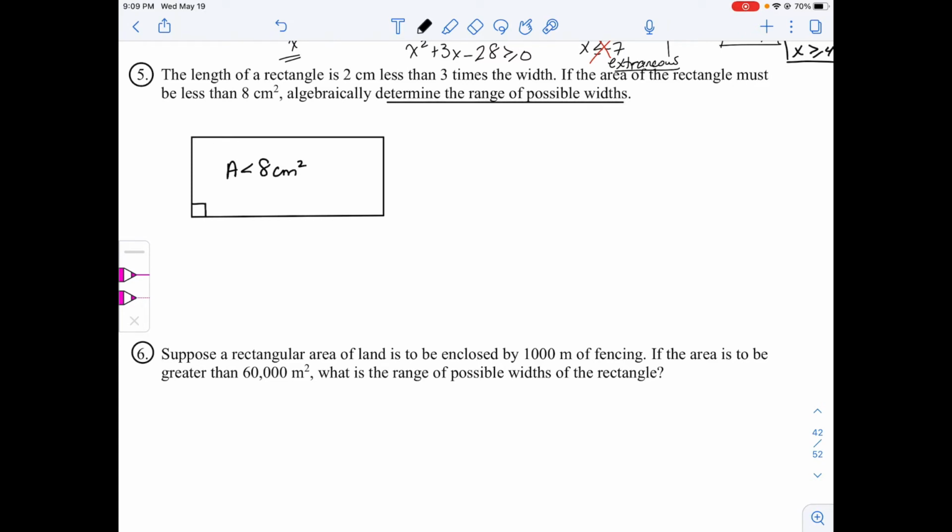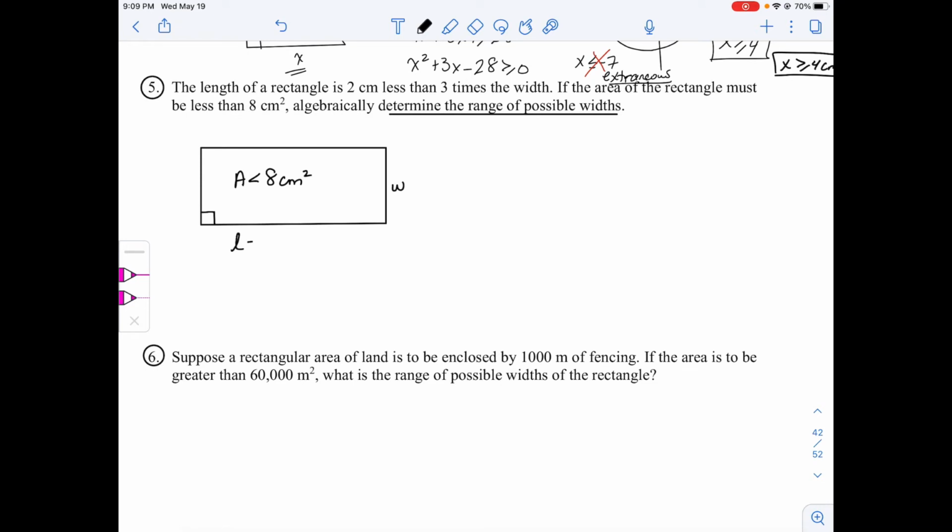So the length of a rectangle is 2 centimeters less than 3 times the width. We really know nothing about the width, so I'm going to identify that as my basic variable w. And our length we can define as L. But we also know that the length is defined as 2 less than 3 times the width. So whatever our width is, multiplied by 3, subtract 2.